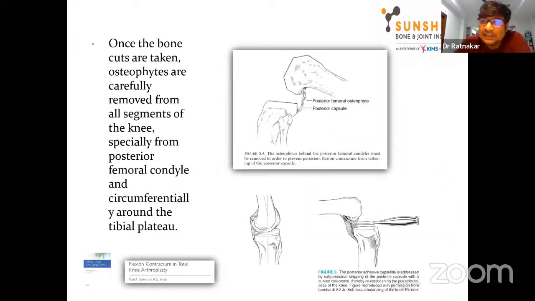So when you deal with the correction of these patients, the first step is to sacrifice your PCL. The moment you sacrifice your PCL, some amount of contracture and some amount of tightness in both flexion and extension will get corrected. Then you need to release the posterior osteophytes and you need to release the posterior capsule.